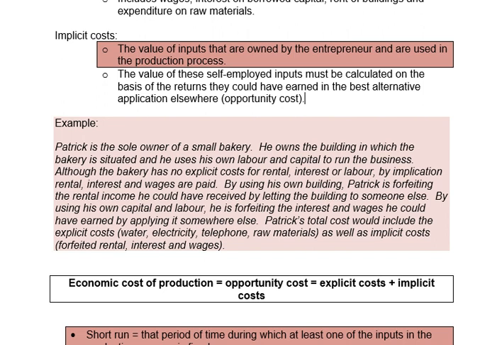Okay. Now, when Patrick calculates his total cost, he needs to include his explicit costs, so all the water and electricity that he's paying for, his telephone account, the raw materials that he's buying, plus we need to include the implicit cost as well. That money that he's sacrificing, the implicit cost is the money he could have earned. He's not earning it, but he could have earned it if he used his resources differently. So the implicit cost would have been the rent he is not receiving, the interest he is not receiving, and the wages he is not receiving.